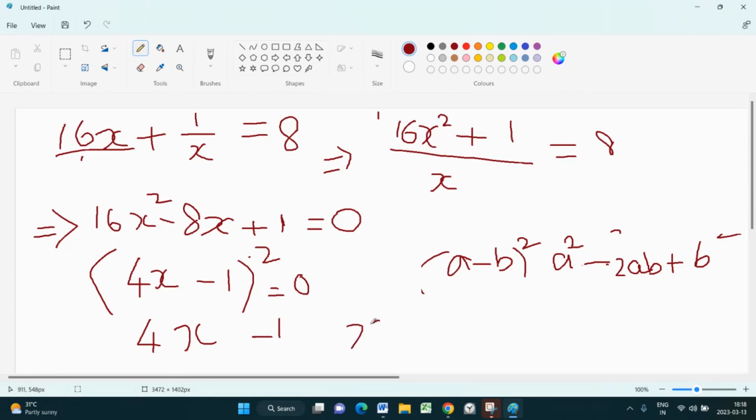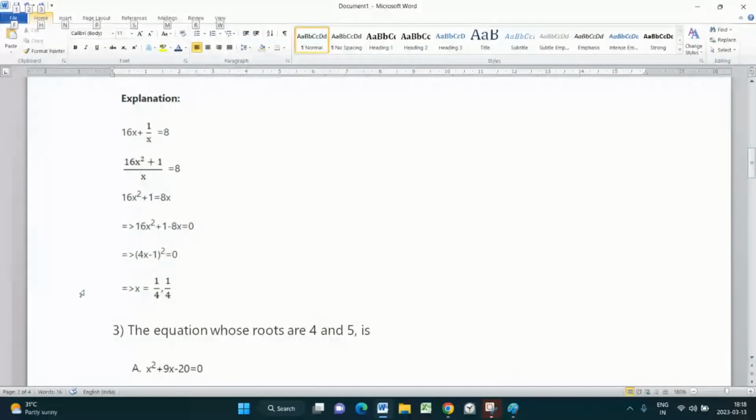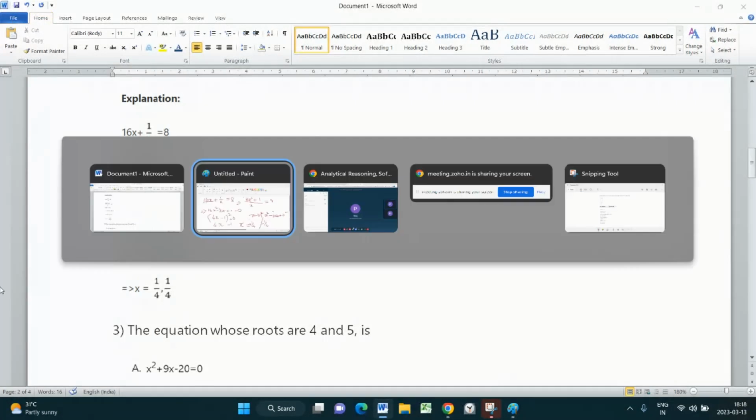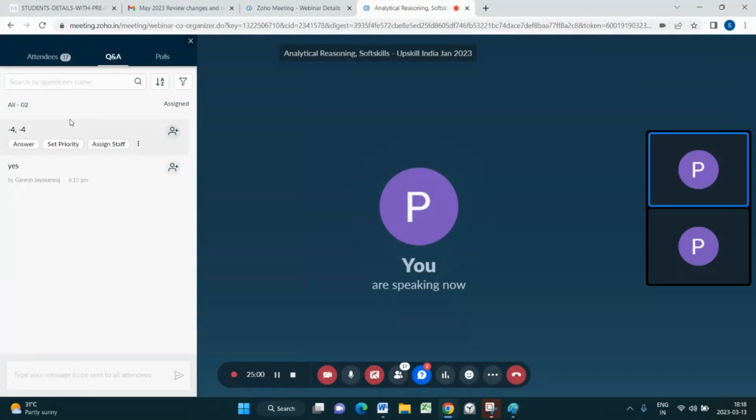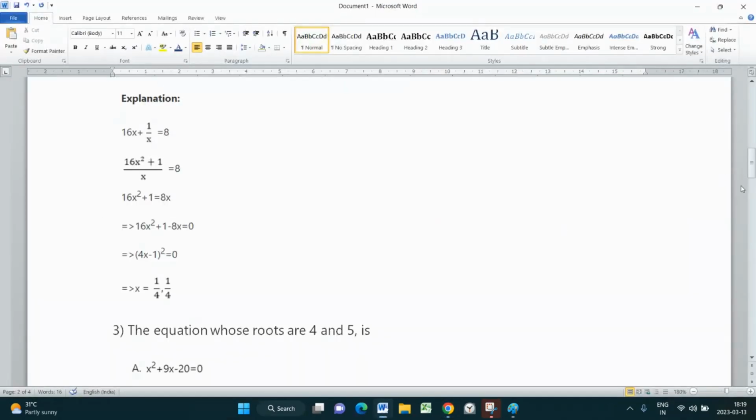x is equal to, taking 1 to the other side, 1 by 4. When we take the square root, it can be minus 1 by 4 or plus 1 by 4. That's what is given here. But still you have tried it well, Ganesh. Some parts are difficult, but the four number is right. The only thing is it is 1 by 4. You are right, Ganesh.